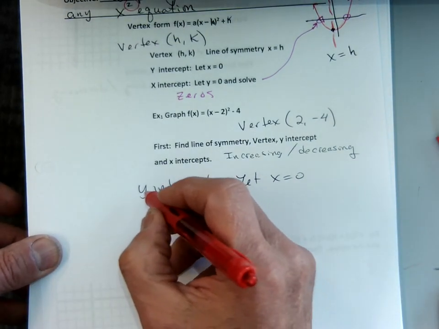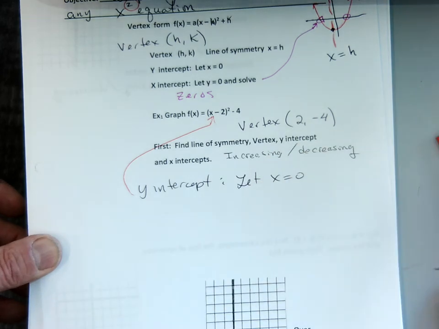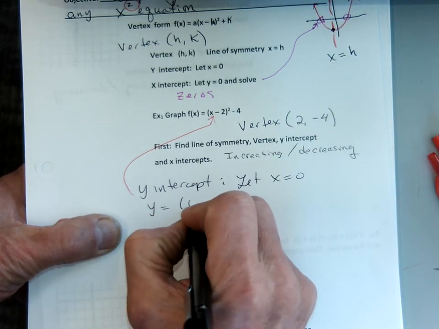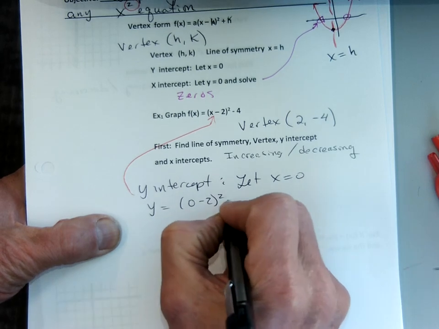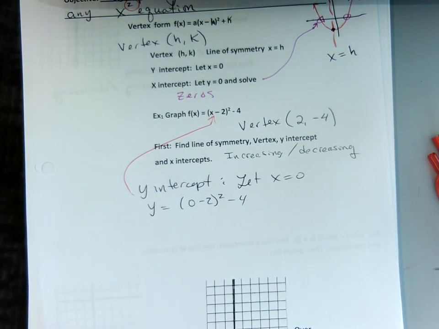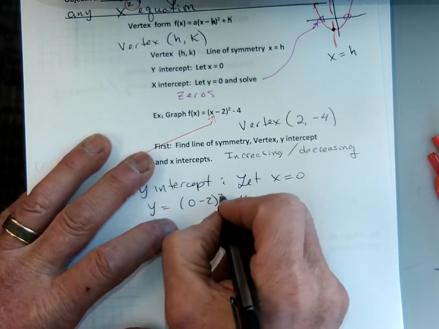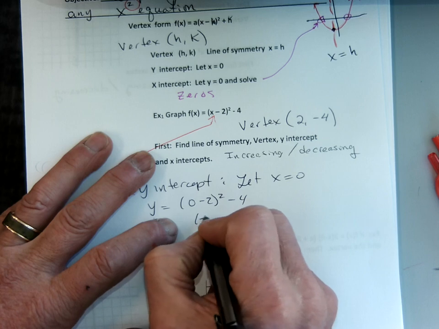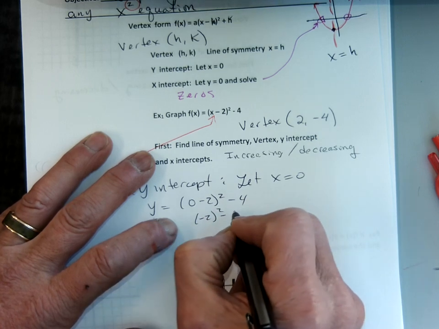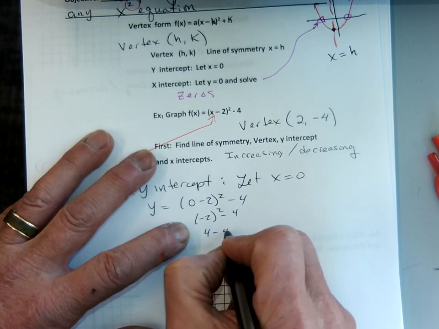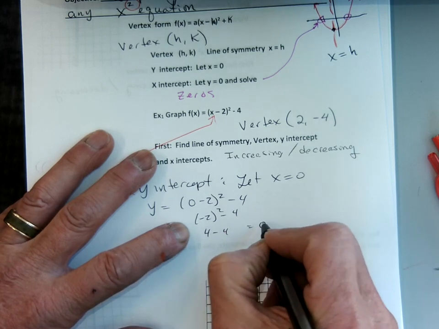I'm going to take y equals 0 minus 2 squared minus 4, which is negative 2 squared, which is four, and four minus four is zero.